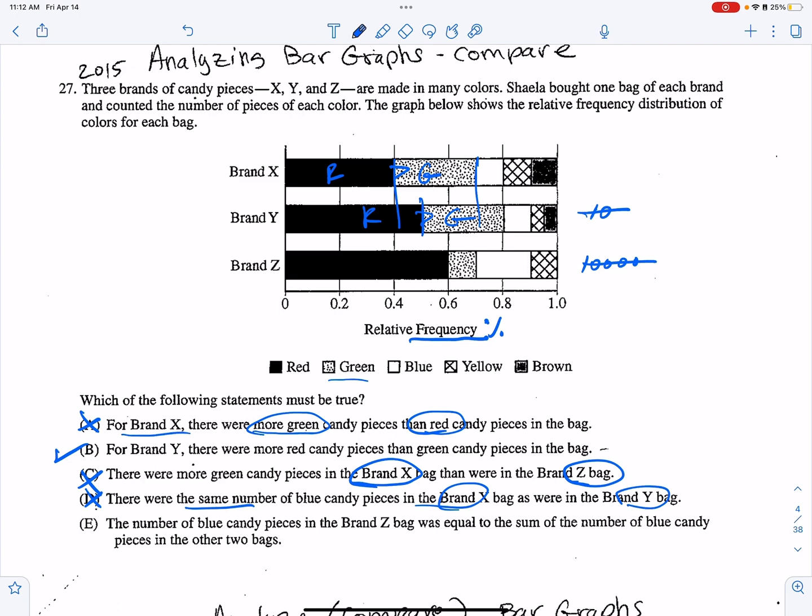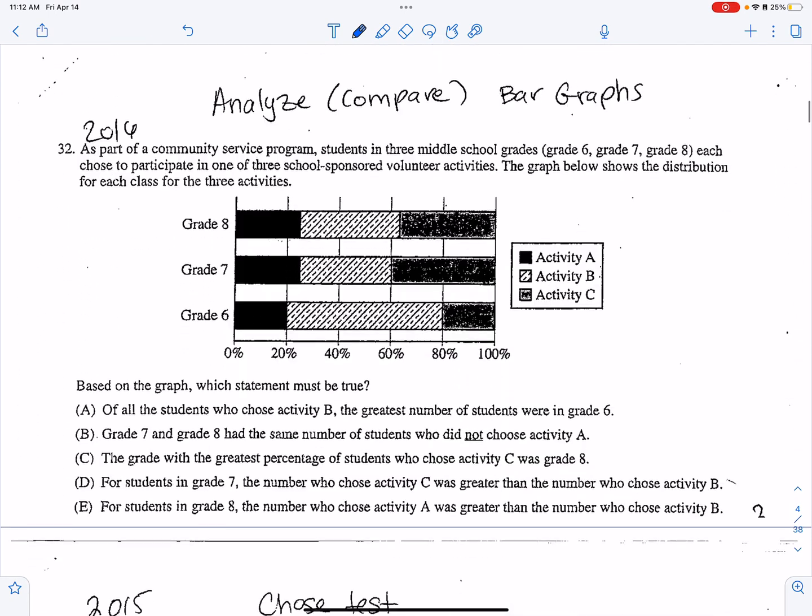All right, it's the same idea. It's talking about the sum of other ones, and I don't know the percentage. So again, I'm just going to skip this one.